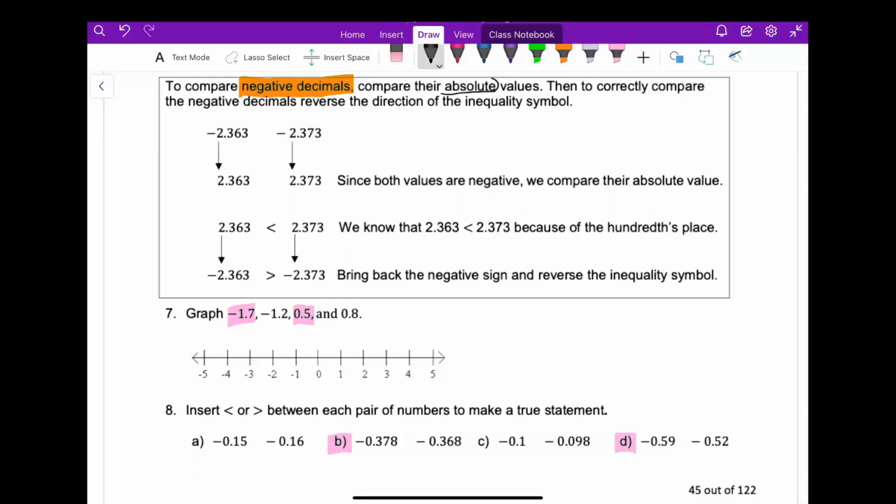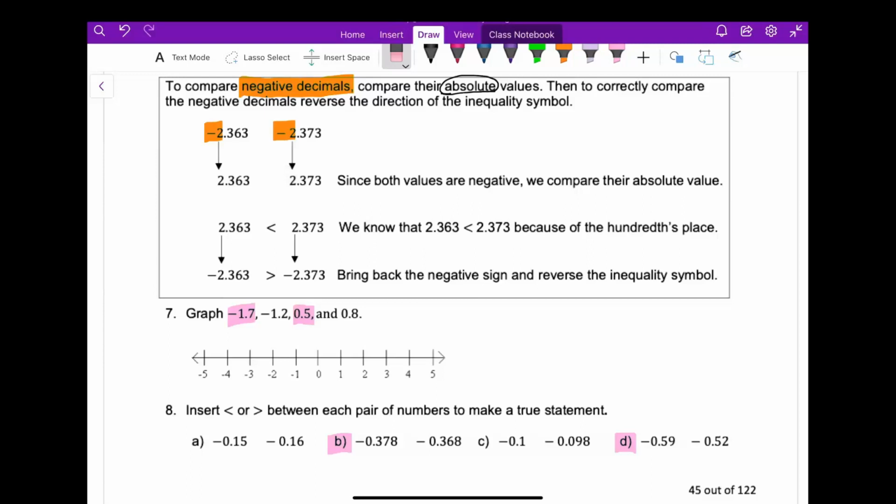What are absolute values? Absolute value is the distance from zero, so distance does not matter if it goes to the left, which would be negatives, or to the right, which would be positives. The absolute value will always be positive. So because they're both negative, we're just going to ignore the negative and go positive. You see? Okay, so let's take that.